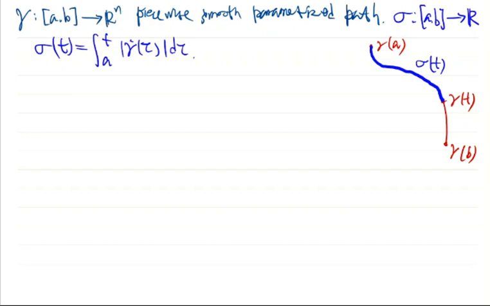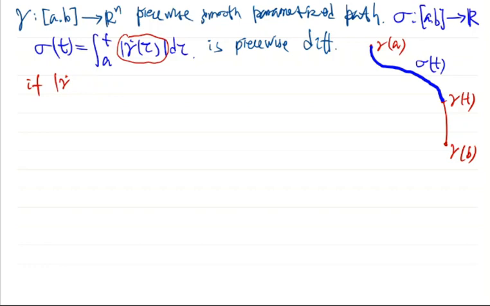So this function is piecewise differentiable. Why is it piecewise differentiable? From calculus, we know that as long as the integrand of this variable upper limit integral is continuous, then this integral sigma t will be differentiable. So that is, if this function is continuous.